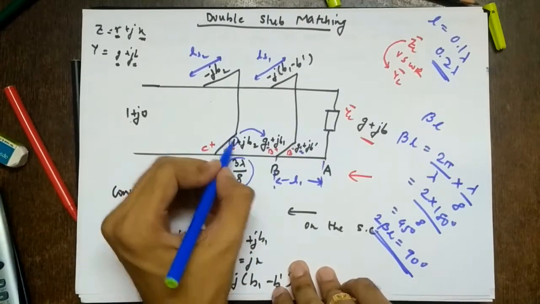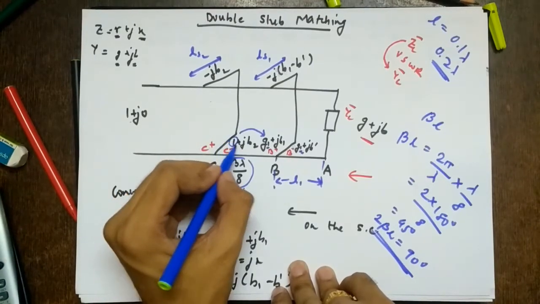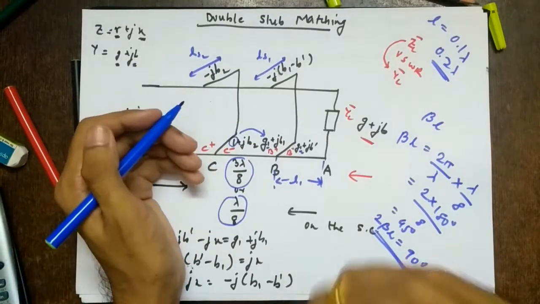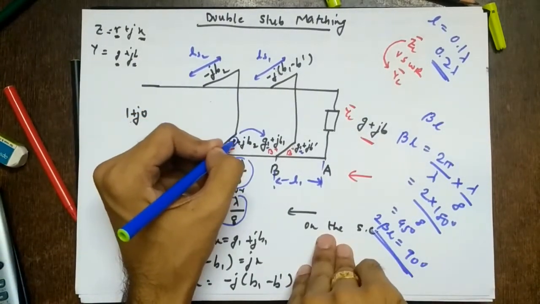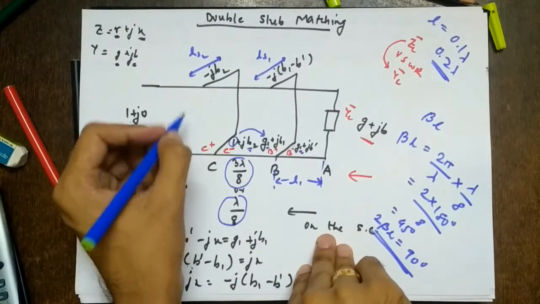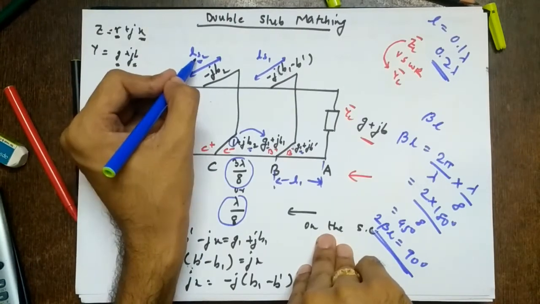Now C minus is automatically you will come on the G equal to 1 circle. If you are not coming on the G equal to 1 circle, it means you have done something wrong. A bit haywire is fine, but you should be somewhere near the G equal to 1 circle. So from that you will get JB2. So negative of that will be the reactance of the stub. From that you can find the length.